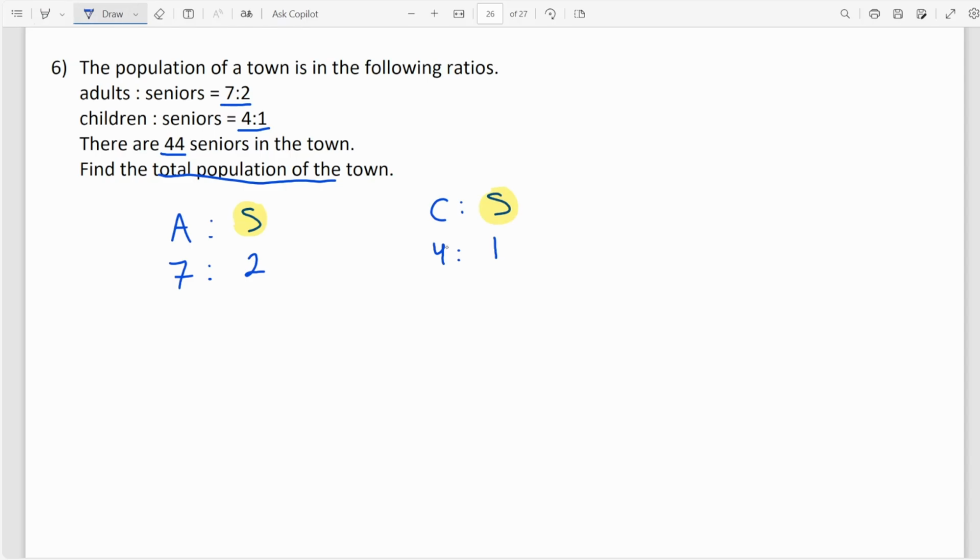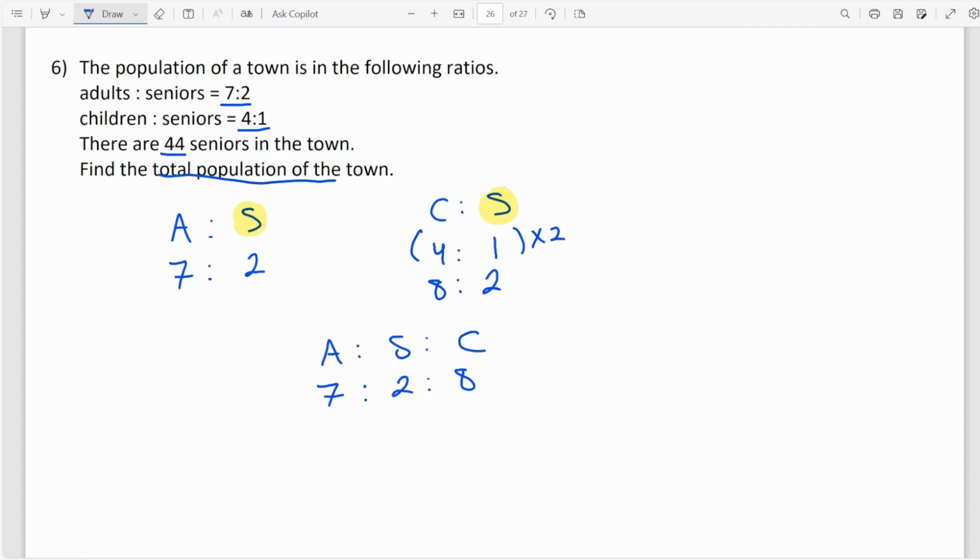So I need to have the senior parts the same. We have a 2 here and we have a 1. So this makes it really easy. I can just multiply this ratio entirely by 2. And we have now 8 to 2. So now it is already common. We have both parts being 2. So I can write that the ratio of adults to seniors to children is 7 to 2 and 8. Right, so this is the ratio, the 3-part ratio.